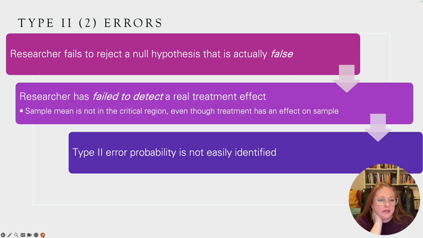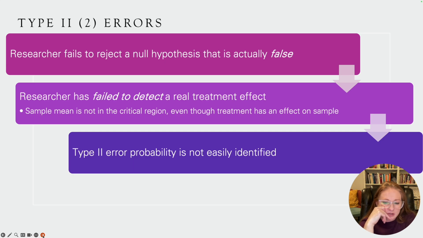Type 2 error. So the researcher fails to reject the null hypothesis, and they probably should have, because the null hypothesis is false. So this is actually, your treatment works, but you can't prove it, or you didn't prove it, okay? So the researcher failed to detect a real treatment effect. For whatever reason, that sample that they pulled didn't fall in the critical region, even though there really was an effect on most of the treatment, on most of the samples, okay?